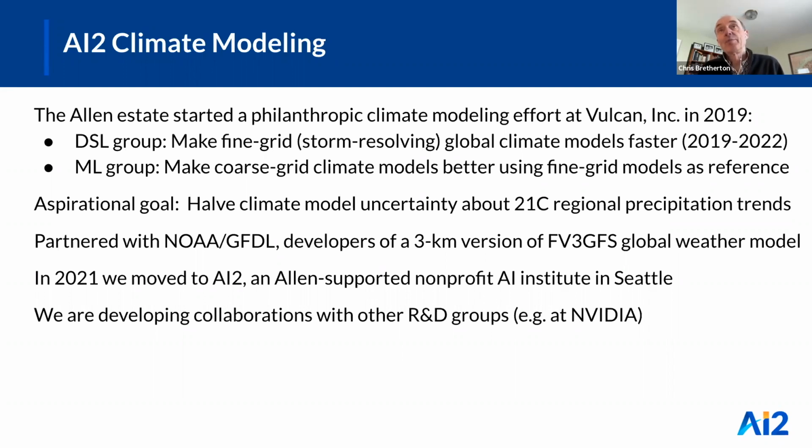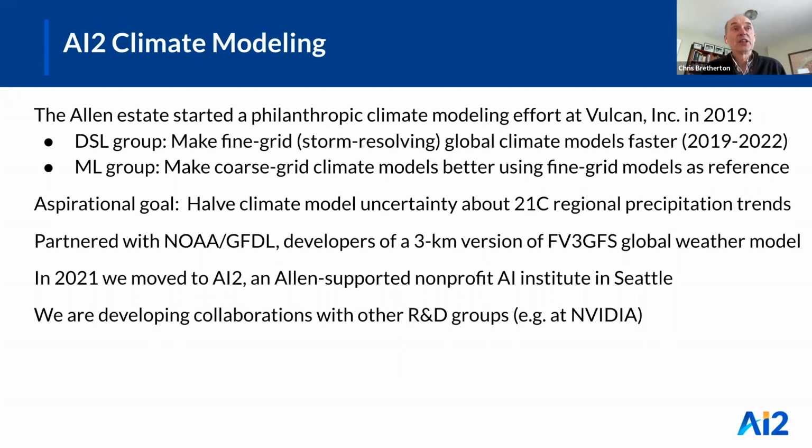So the point is that a fine grid model maybe is more reliable for predicting climate and climate change than the coarse grid model, and therefore emulating the fine grid model with the coarse grid model will make the coarse grid model a more reliable tool for looking at climate change. The aspirational goal of this was, in fact, to reduce climate model uncertainty about regional precipitation trends in the 21st century compared to the current uncertainties in the CMIP6 models.